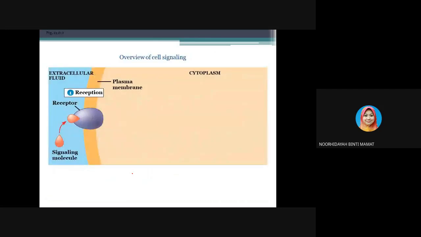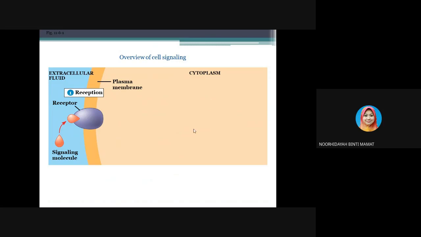So this is the overview of cell signaling. Just now we were talking about the three-step pathway. The first one is the reception, where the signal molecule is attached to the receptor. So this is the plasma membrane, and this is the cytoplasm.